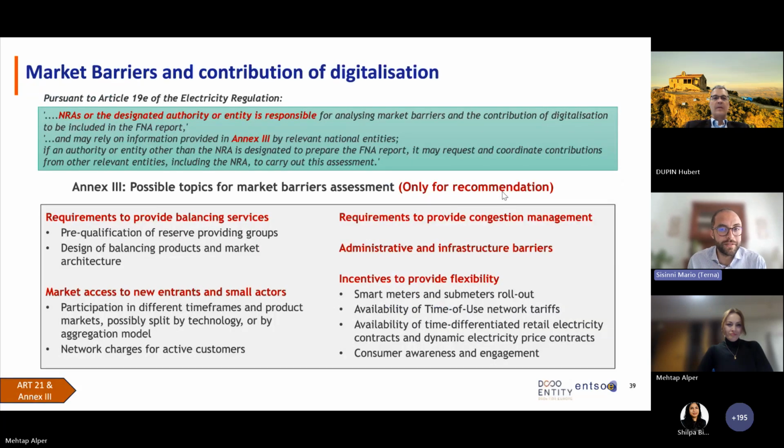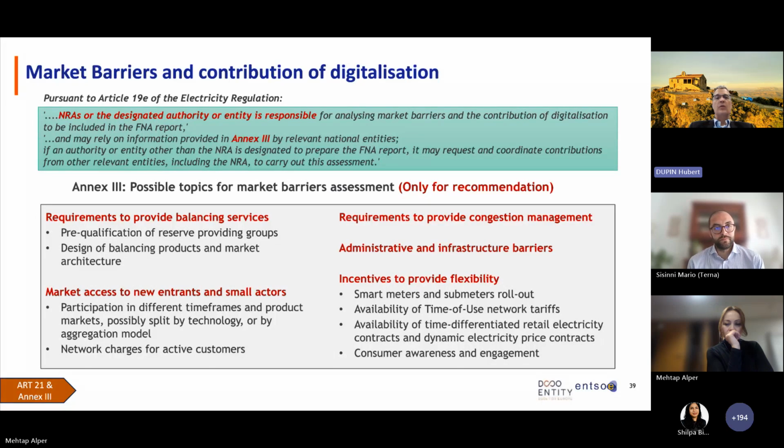Next one is market barriers. Hubert, not sure if you want to say something. Yeah, just as you know, the national report shall also provide for the designated entity or NRA responsible for the report to analyze market barriers and contribution of digitization. So we provided some input so that maybe those analyses could be standardized, somehow, European-wide. And these are the list of topics for market barriers assessment and digitization.